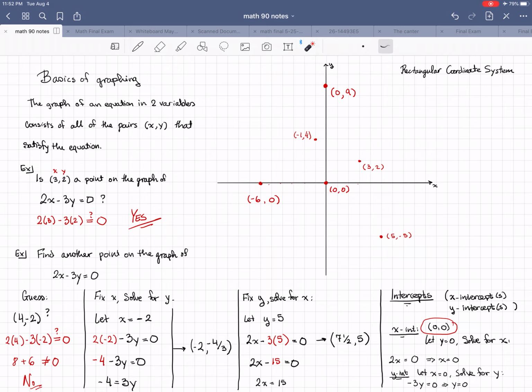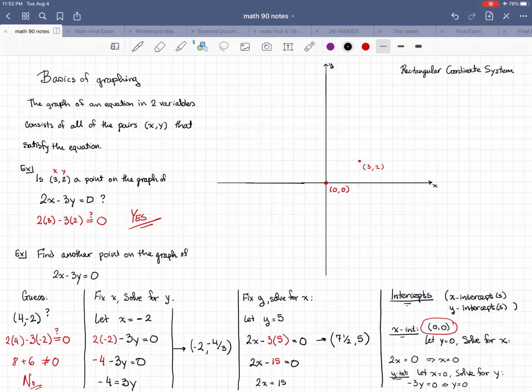So now that we've gone through all of this process, let's go ahead and use the points that we found. So we actually have quite a collection. We have 3, 2. We have -2, -4/3. And we have 7.5, 5. And lastly, we have the origin. Let's plot them all and see what the shape of the graph is. So I'm going to go ahead and erase some of these points, because I don't want them to crowd my graph here. So there we go. I'm going to draw my axes back in.